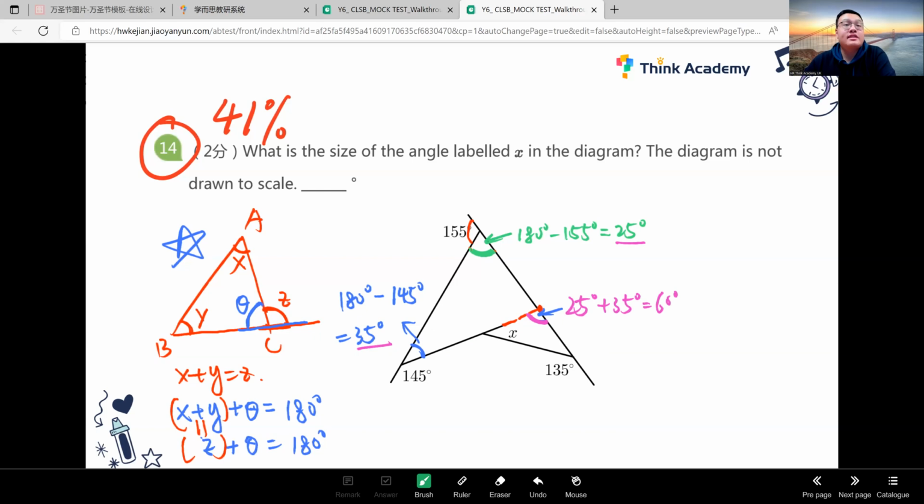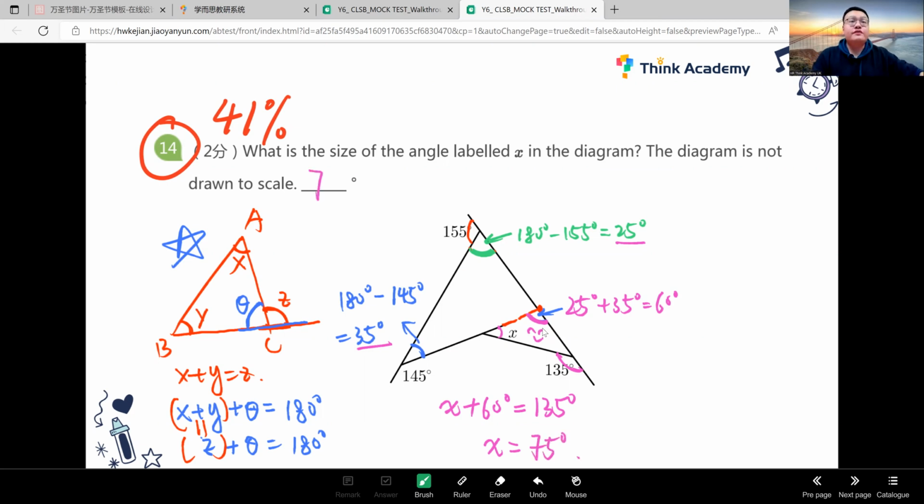And we're going to use the technique one more time, because 135 is an exterior angle of this small triangle. So we know x plus 60, right? The two interior angles added together equal the exterior angle which is not next to it, which is 135. And then you know x equals 135 minus 60. That gives you 75 degrees.